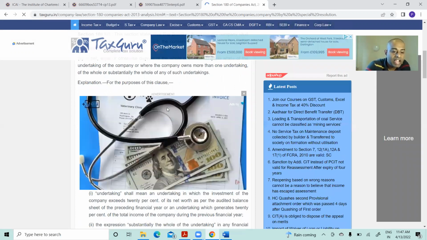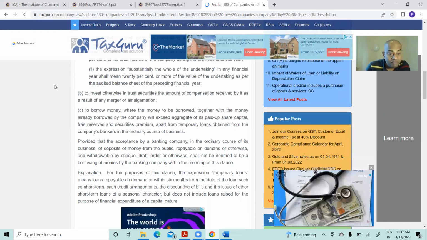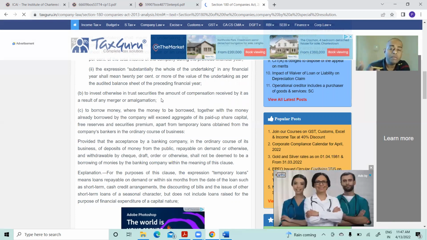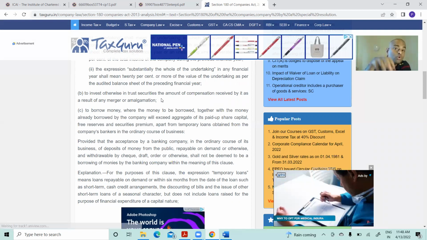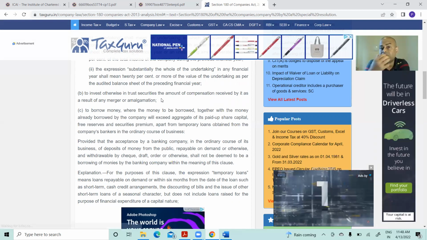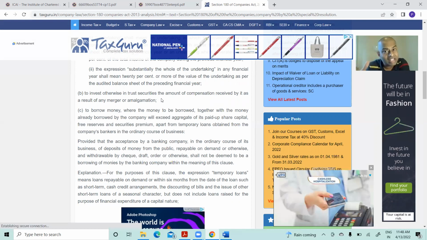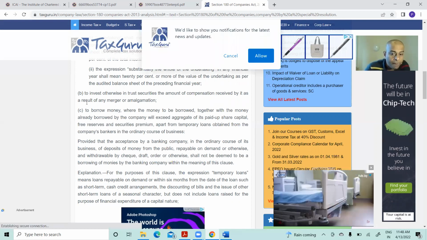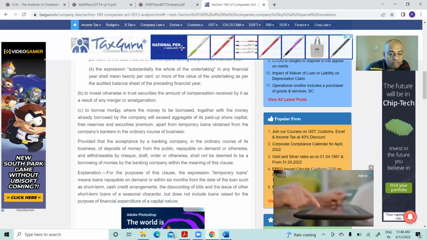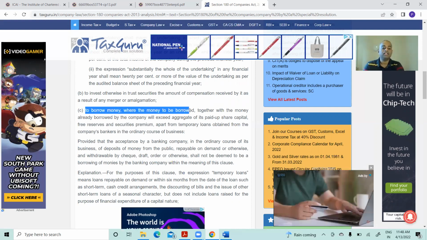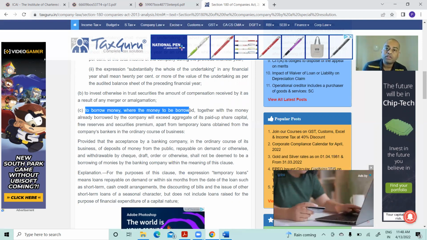B: to invest otherwise in trust securities the amount of compensation received by it as a result of any merger or amalgamation. So if you have any mergers and acquisitions during the period, and if you have received any money, what to do with that money? Can you put that in trust securities? Can you put that in another company? So that is B. C: to borrow money.